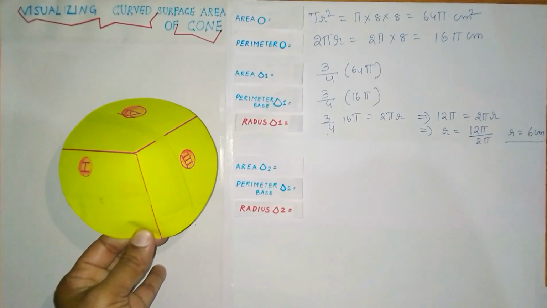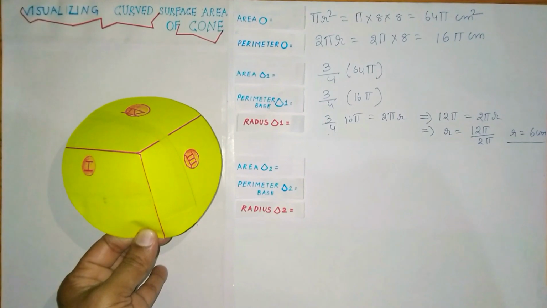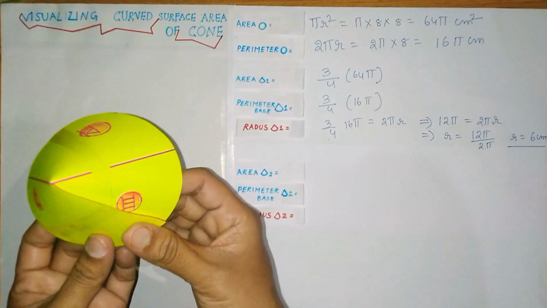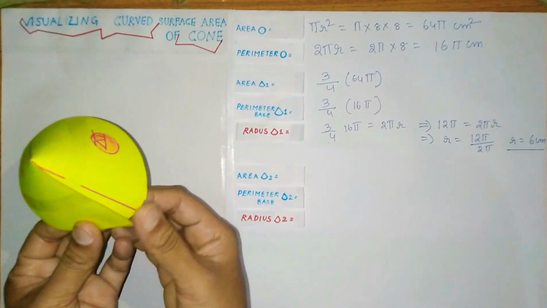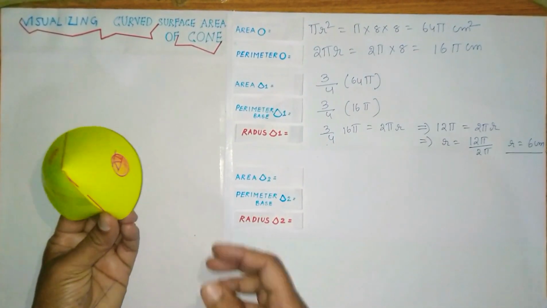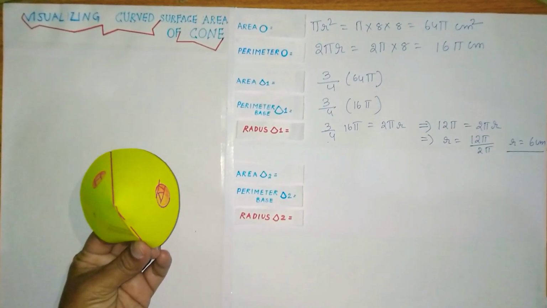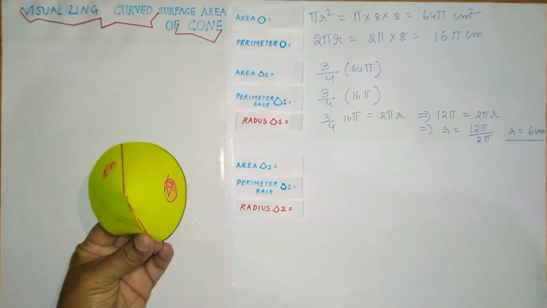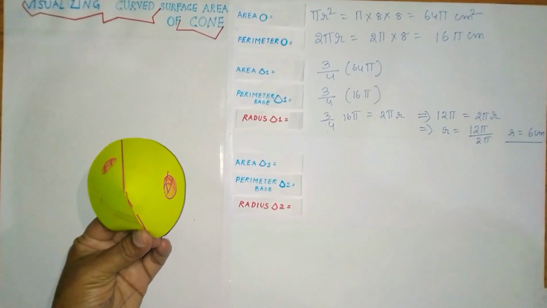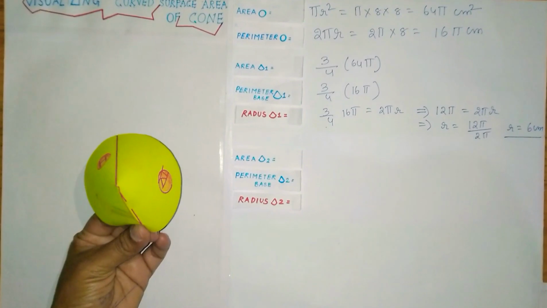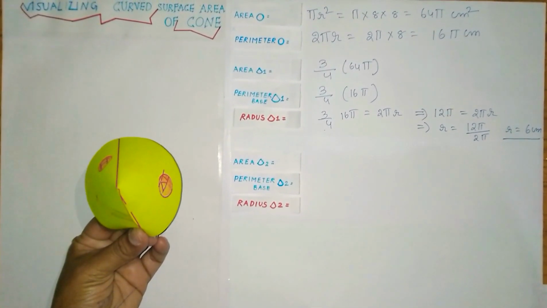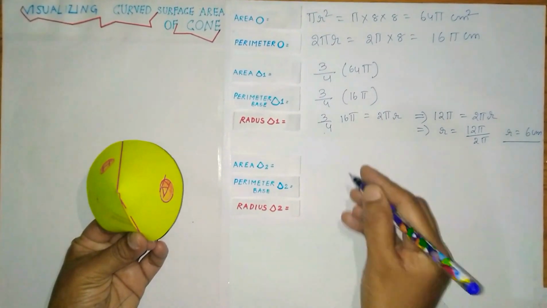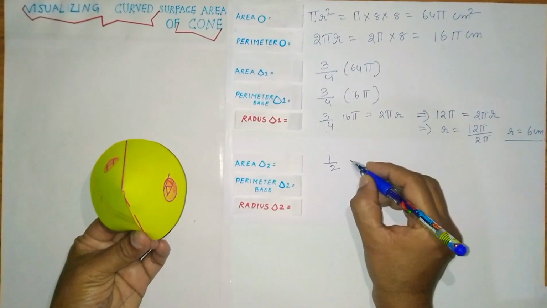Now we will make another cone by moving in 2/4 of the circle. We can see only 2/4 are visible and the other 2/4 are hidden. So the area of this cone is 2/4 of the area of the original circle. That is half of 64 pi.